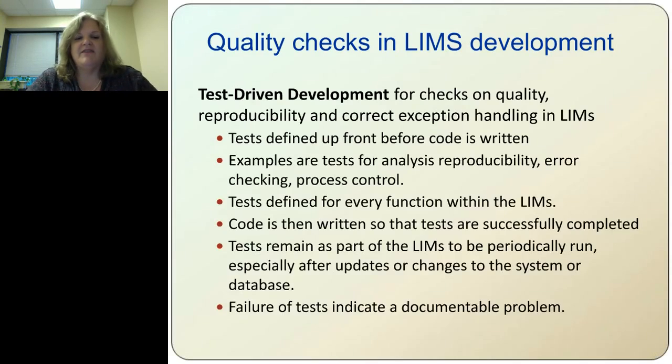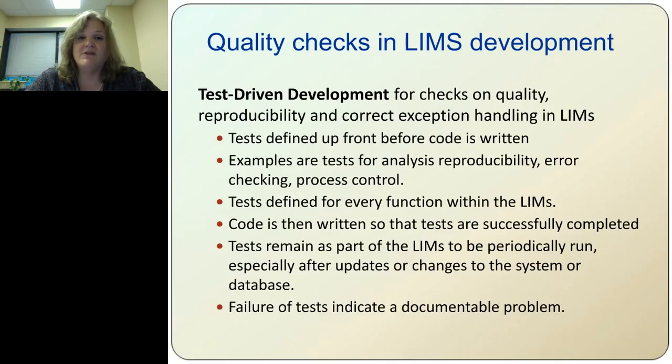And so there's other tests that I have here. We define tests for almost every function in our laboratory information management system. And the code was written around the tests, so they're successfully completed. And the tests actually remain as part of the LIMS, so that we periodically run those tests to see if everything's okay in our test situation. And if there's any kinds of changes to the system or changes to our instruments, if there's failures of our tests, it indicates a documentable problem.